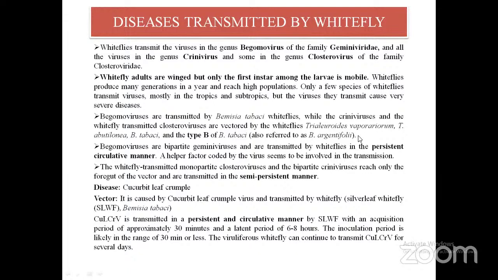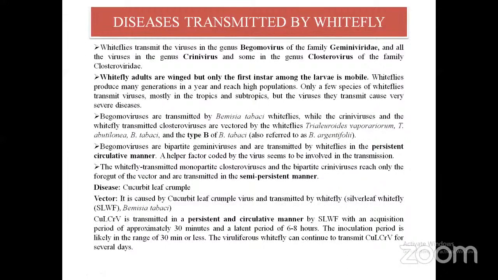Begomoviruses are bipartite Gemini viruses and are transmitted by whiteflies in the persistent circulative manner. And a helper factor coded by the virus seems to be involved in its transmission. And the second type will be the semi-persistent manner. So the whitefly-transmitted monopartite closteroviruses and the bipartite criniviruses reach only the foregut of the vector, and they are transmitted in the semi-persistent manner, causing huge losses.